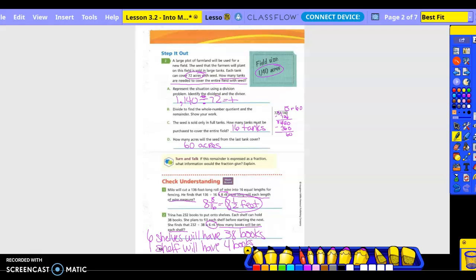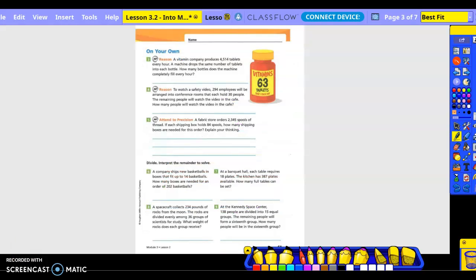On your own, number 3, a vitamin company produces 4,514 tablets every hour. A machine drops the same number of tablets into each bottle. How many bottles does the machine completely fill every hour? So this many tablets, this many in each bottle, and then how many bottles does it completely fill? So what is my dividend? 4,514. So that goes in my house, divided by 63.